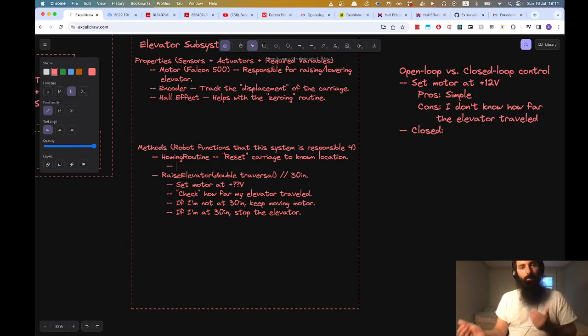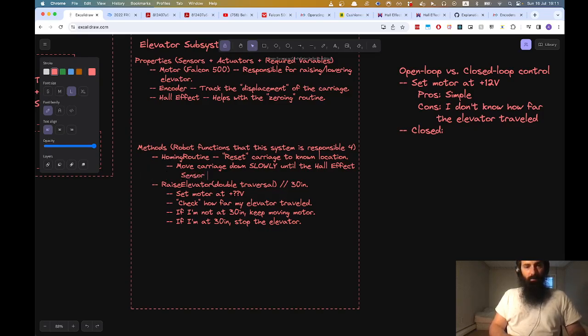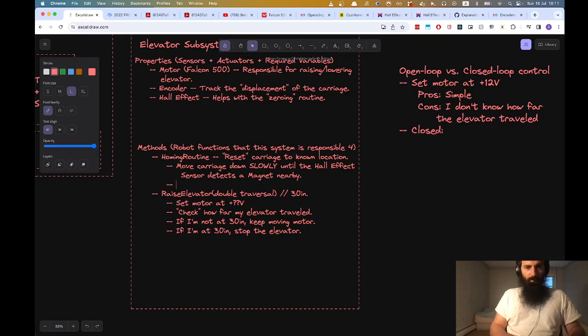And how can we conceptualize this homing routine? Well, the first thing we have to do is move the motor slowly, right? We do not want to go quickly. Or move the carriage down slowly until the Hall effect sensor detects a magnet nearby. And then once the sensor detects this, zero the encoder. Okay. So this is the homing routine.